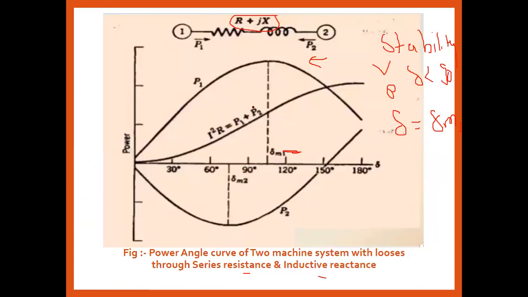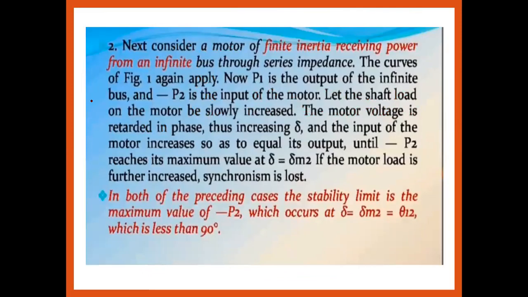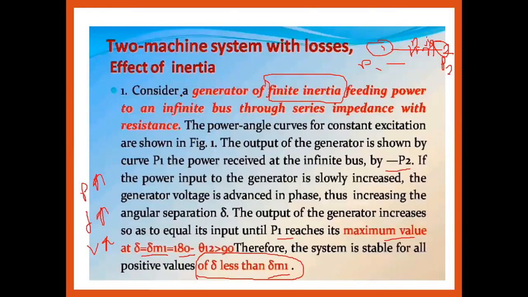What does finite inertia mean? Finite inertia means the synchronization between the load and the generator should be the same. Now consider the finite inertia receiving the power from the infinite bus, that is, receiving from the infinite bus through the series impedance. What was the condition here? Feeding the power to the infinite bus.